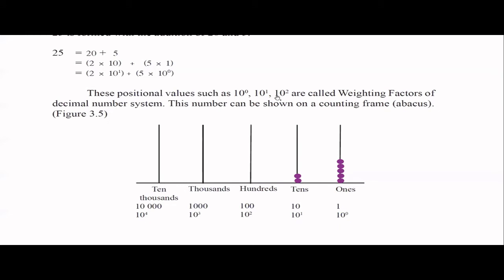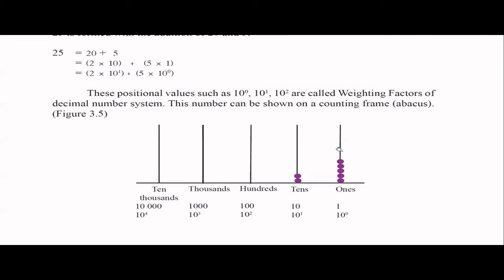So in the decimal number system, the weighting factors are 10 to the power 0, that is 1; 10 to the power 1, that is 10; 10 to the power 2, hundreds; 10 to the power 3, thousands; 10 to the power 4, 10,000; and so on. It goes on. The weighting factors can be anything. So this is the way how 25 is created.